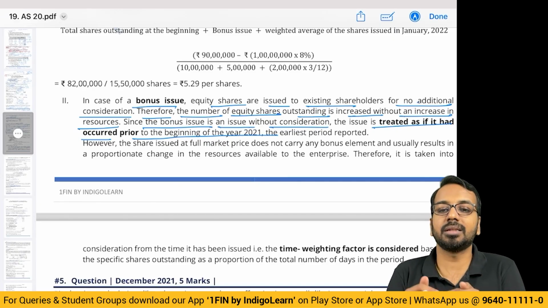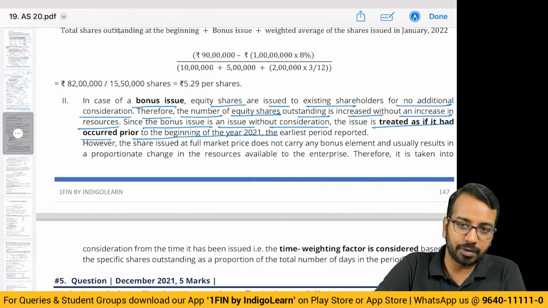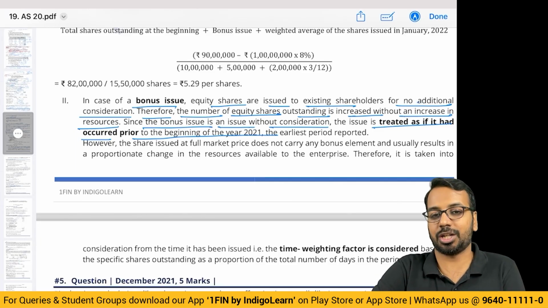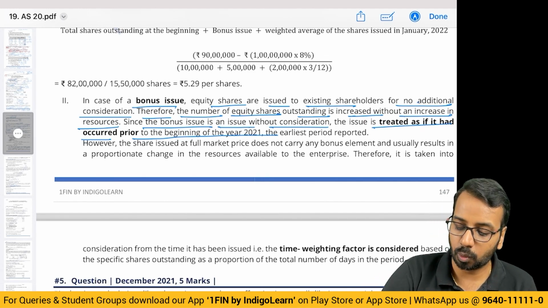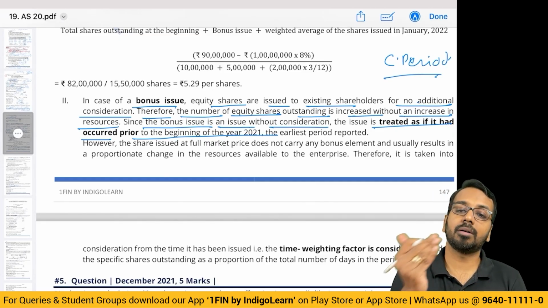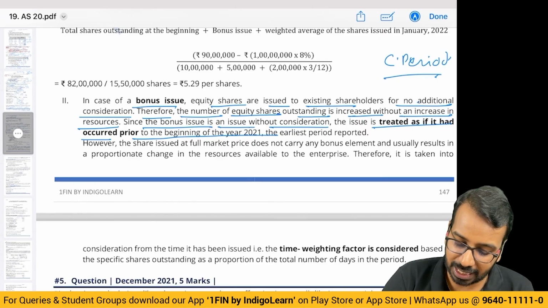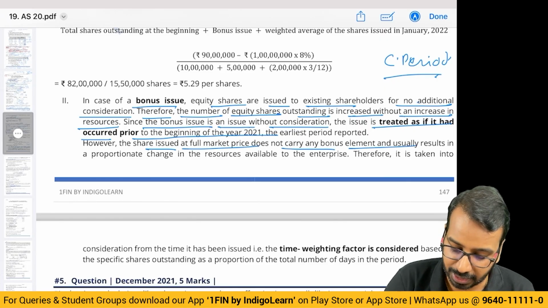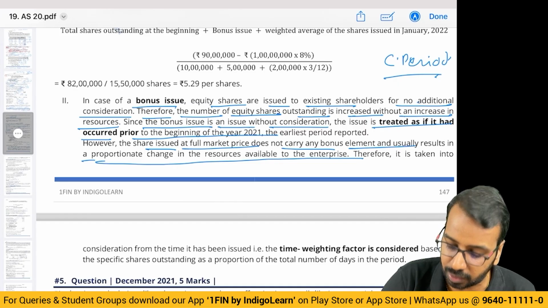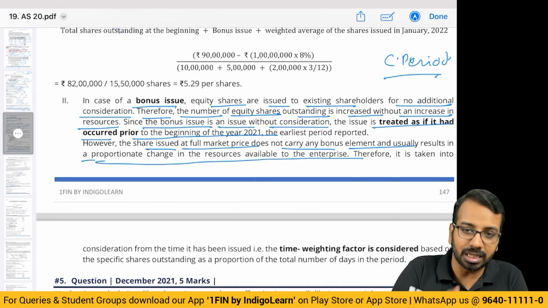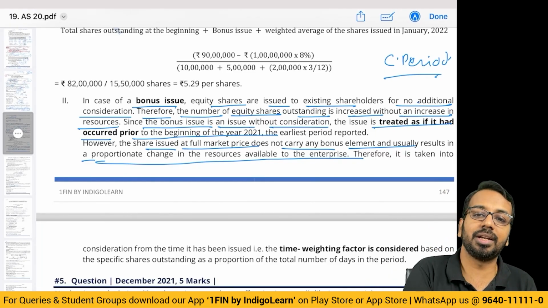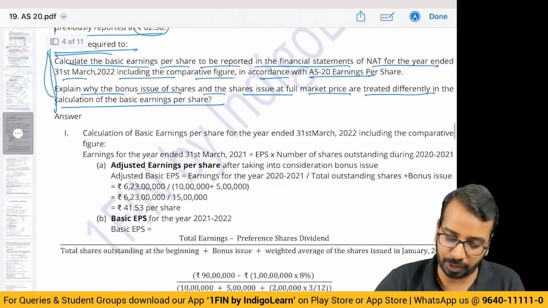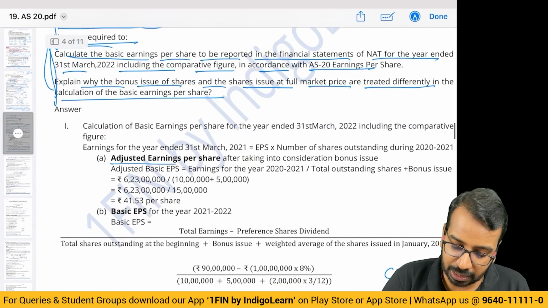There is no change in the capital that I have invested. So, if I have not invested anything new, my earnings will not change. So, if I provide it comparatively only for the current period, it will not give a true picture. So that is why we restate from the beginning of the previous period reported. Whereas a share issued at full market price does not have any bonus element and results in a proportionate change in resources available. Means if I get money, my earnings will also increase, and hence I will not treat it the same as the bonus element. Okay. Then how to calculate adjusted EPS?